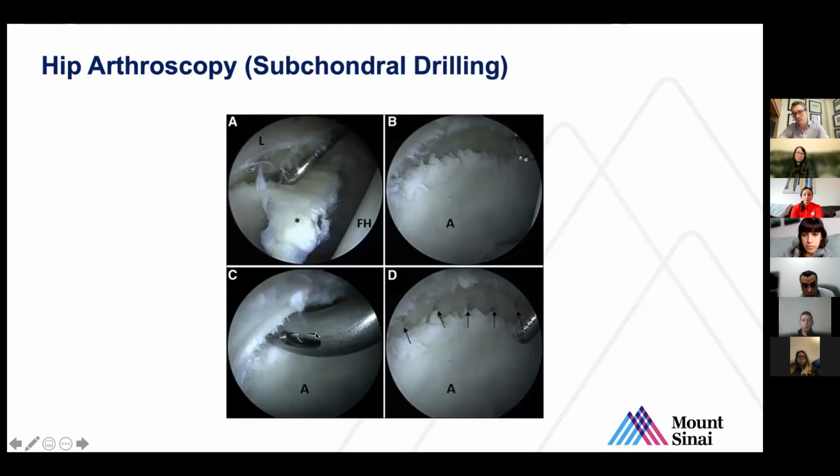This is subchondral drilling. You're going to put a curved guide in here and you're going to drill. This is microfracture, right? It's less invasive microfracture. So you drill, and then you're looking for bone marrow elements here. Then you're looking for fibrocartilage to fill in the defect here in the acetabulum. So this is one way to address some of your acetabular chondral damage.